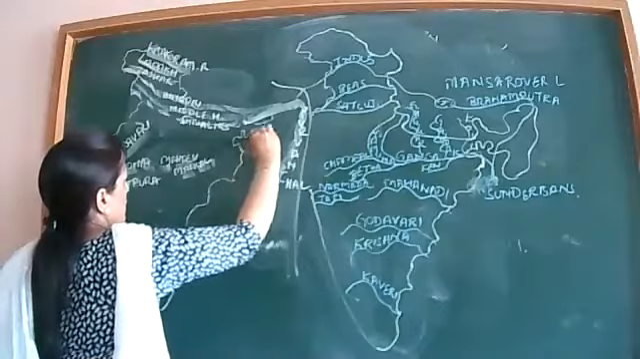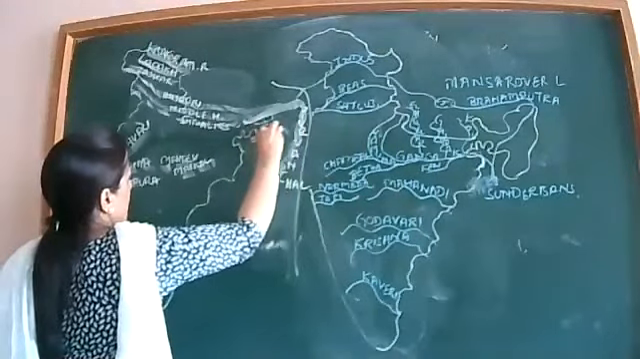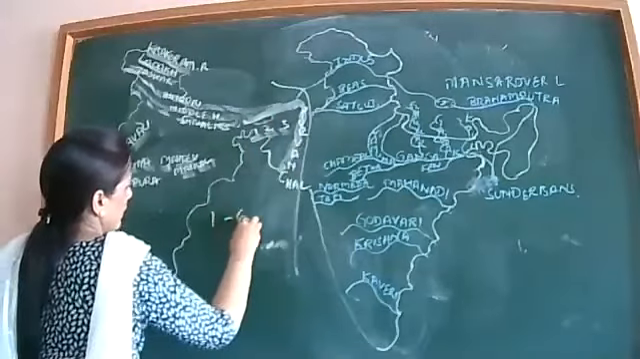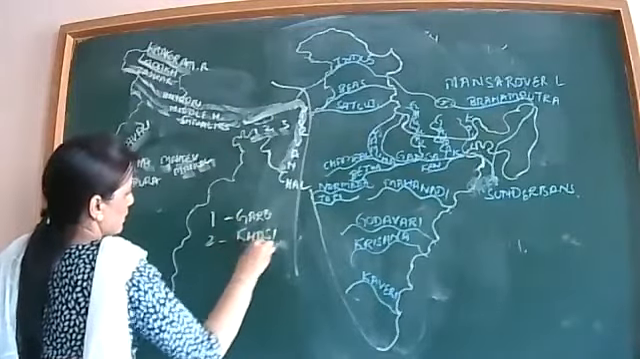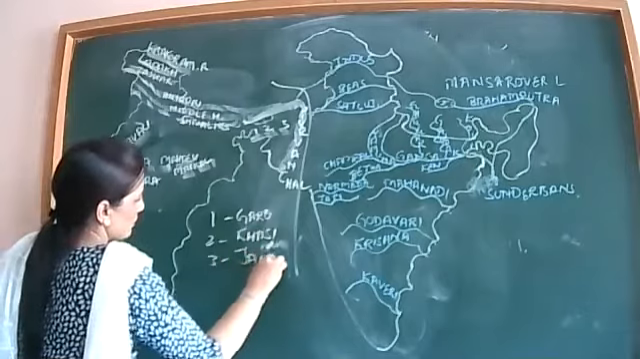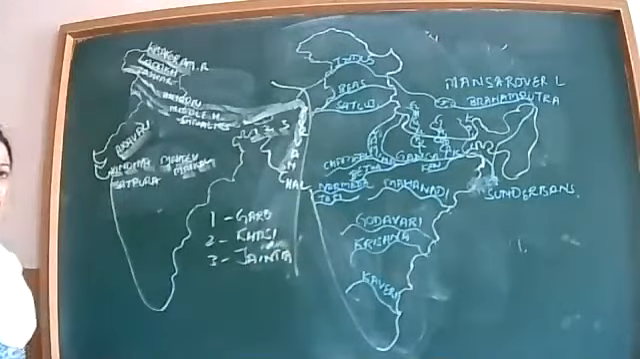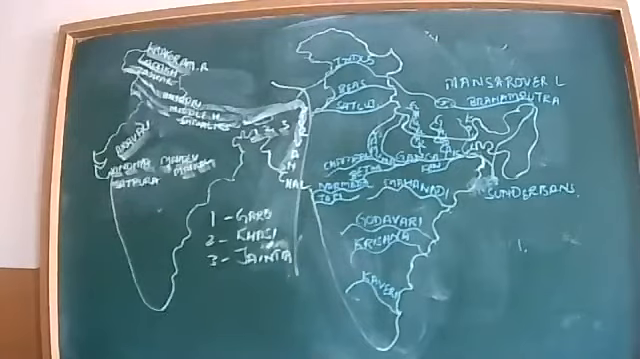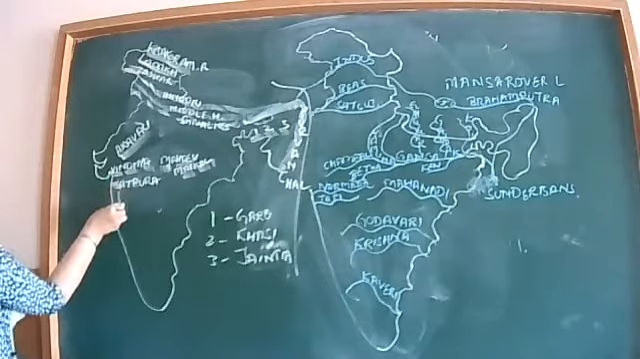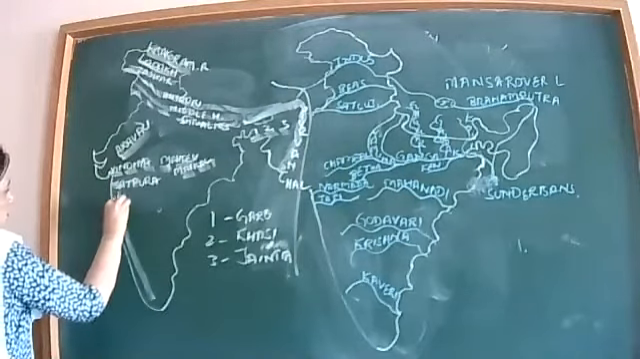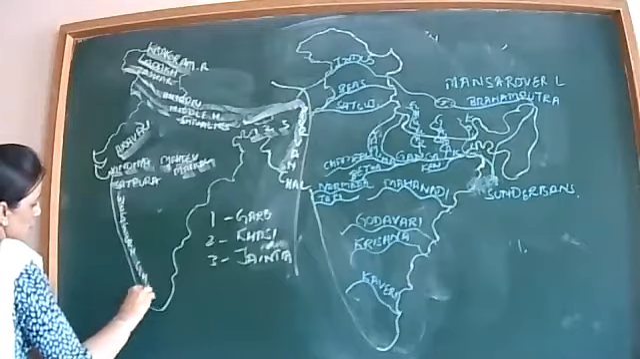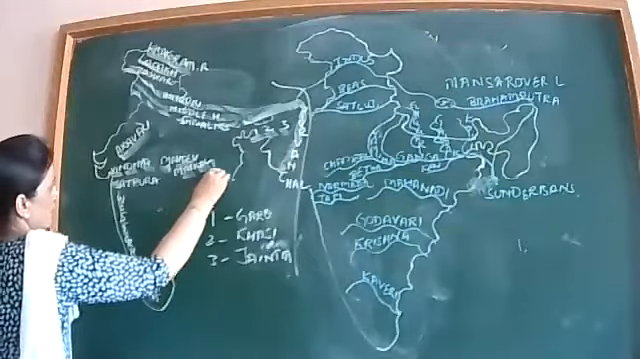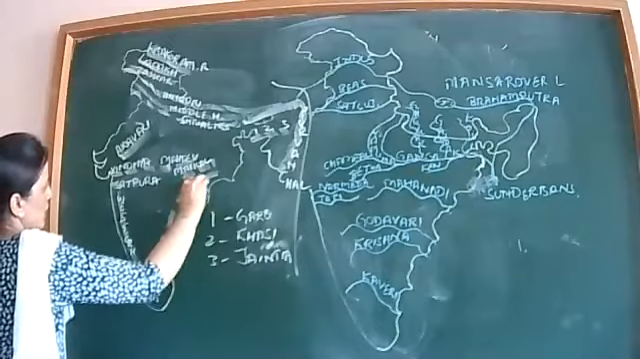And here we have Garo, Khasi, Jaintia, number 1, number 2, and number 3. Number 1 is Garo, space is less, so that's what I'm writing here. Number 2 is Khasi. Number 3 is Jaintia. Then we have Western Ghats and Eastern Ghats. Here we have Western Ghats. And here we have Eastern Ghats.